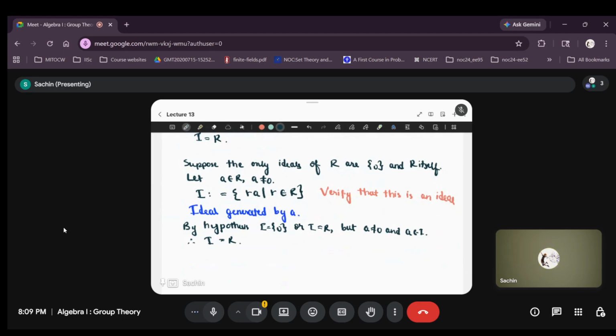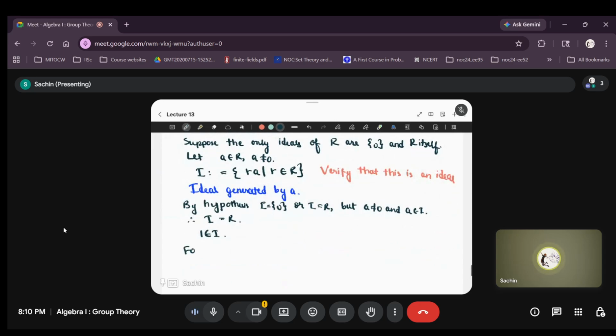What does that mean? I is equal to R means 1 belongs to I. But all the elements of I are of the form R times A, right? So for some R, R times A is equal to 1, which implies R equals A inverse. This is true for any non-zero A in R.